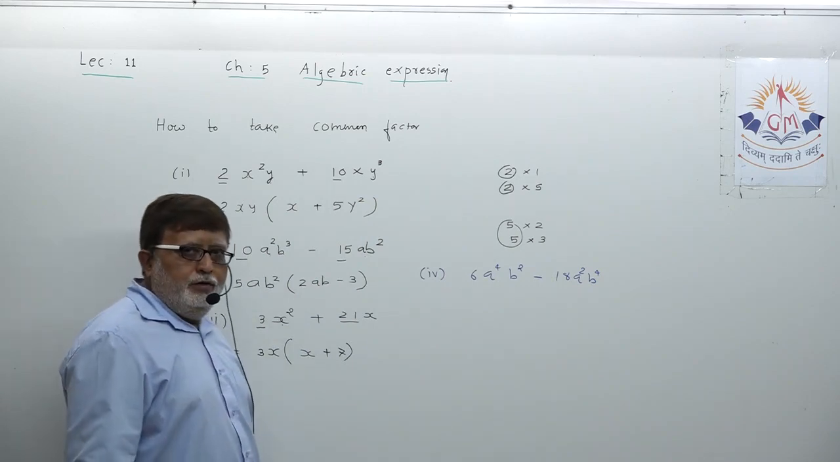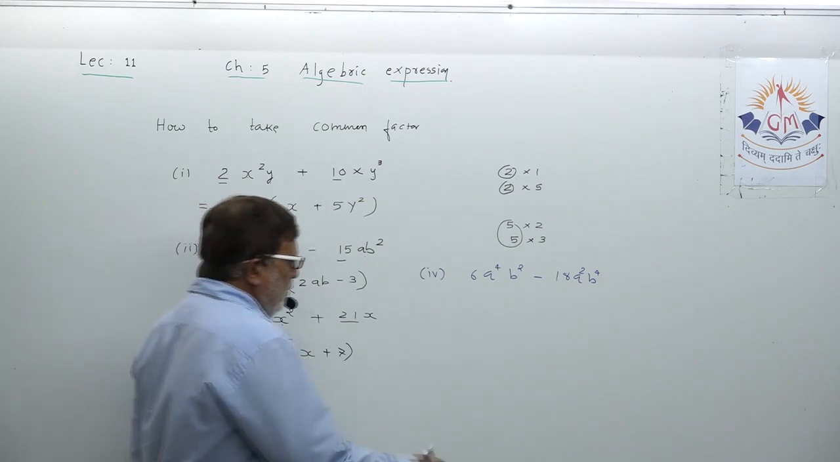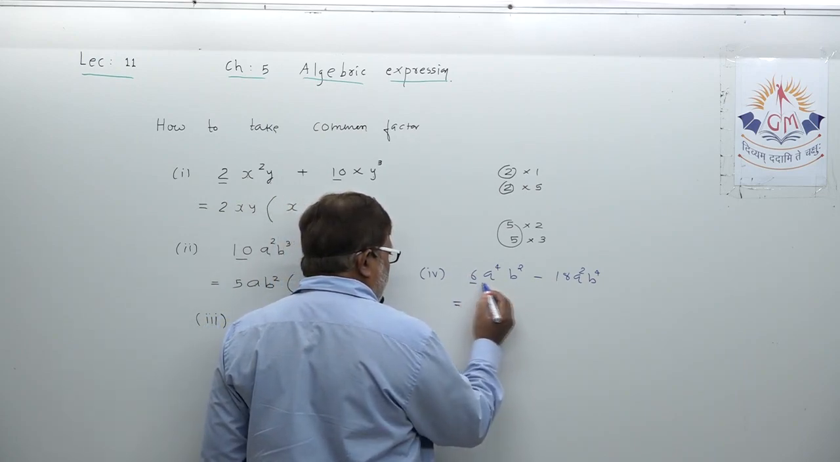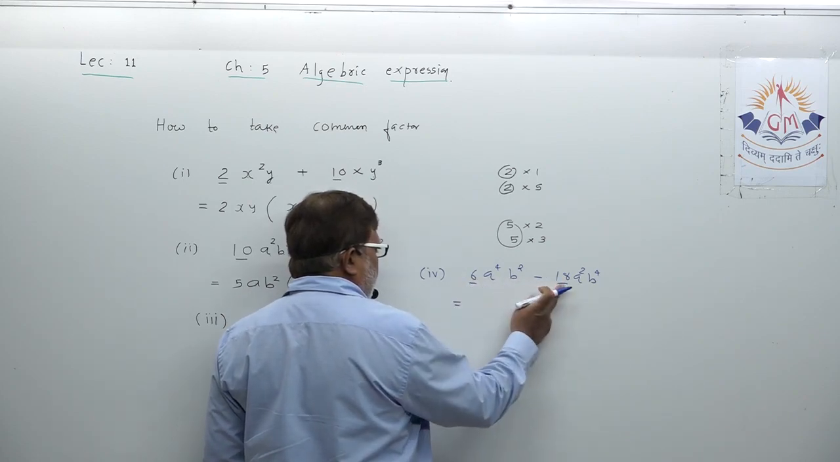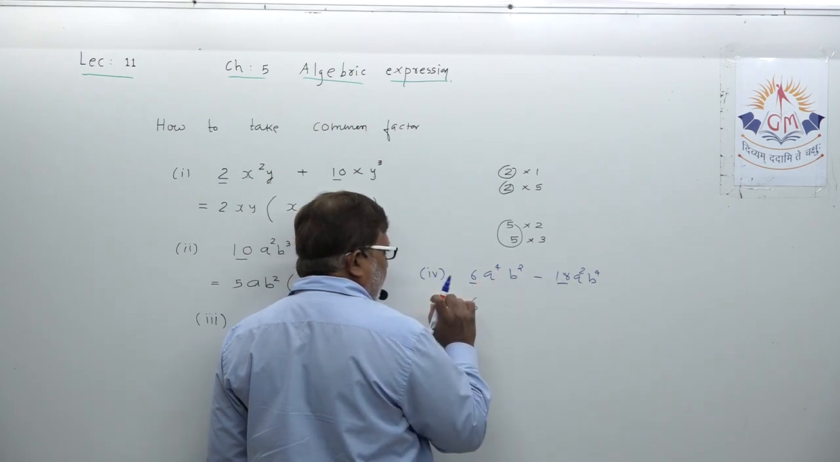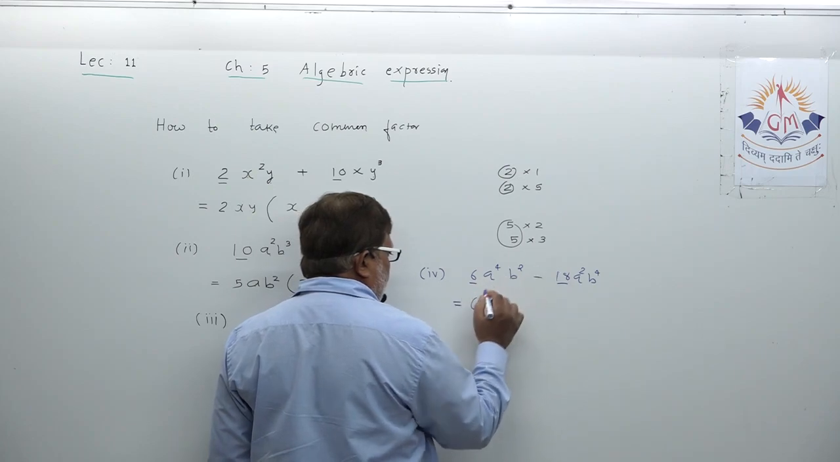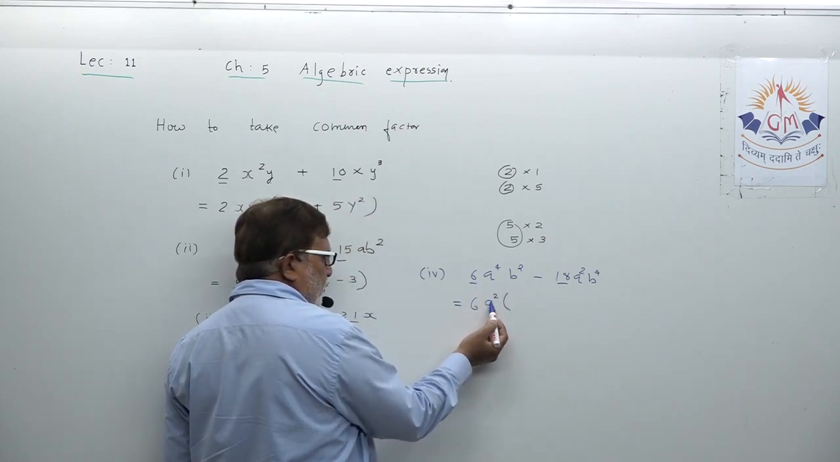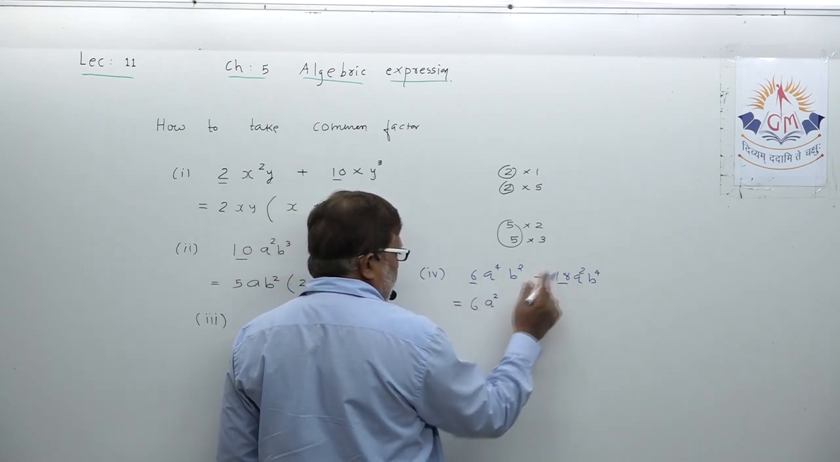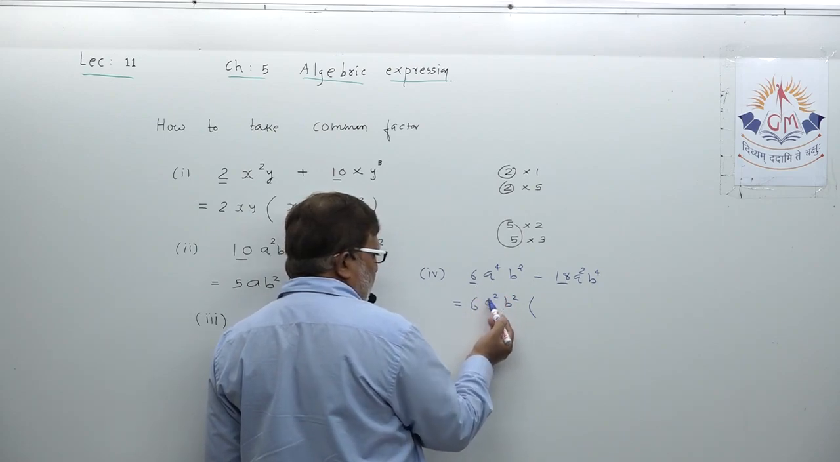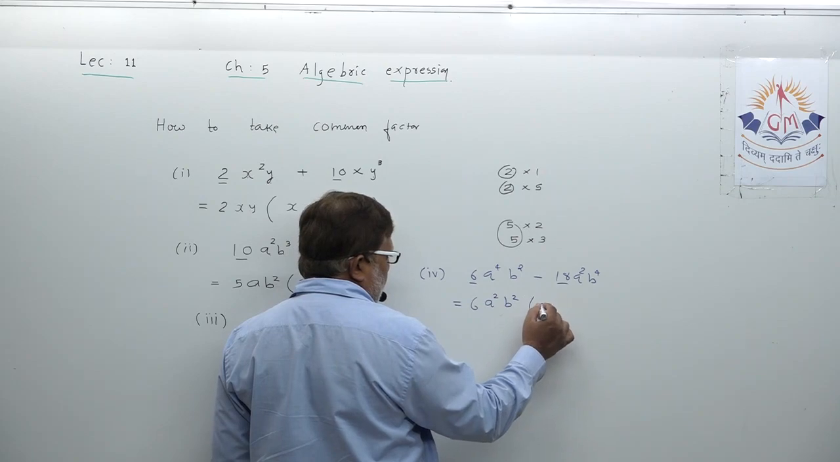Simple question. When you take out common, you need to concentrate on the number first. 6 and 18, 6 ones are 6, 6 threes are 18, 6 is common. Minimum power of the variable, a raised to 4 and a square, so a square is common. Now in the bracket, 6 is common. From a raised to 4, b square is also common. So 6 common, a square common, b square, so here only a square is left.